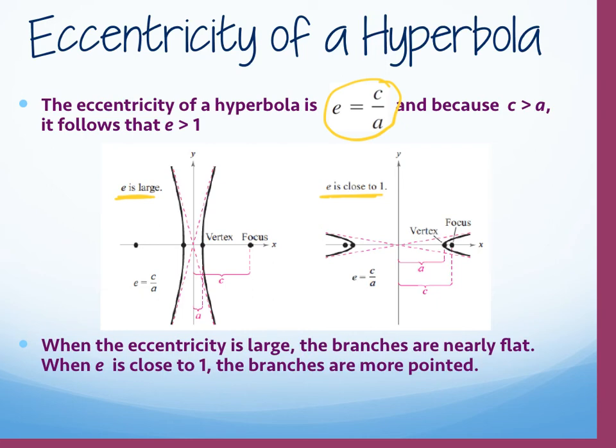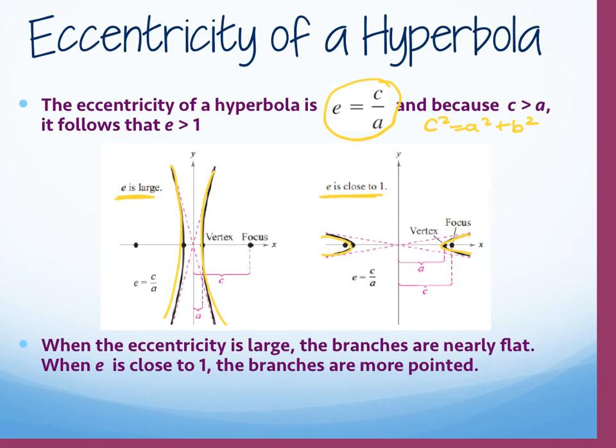So if I have an e that's really large, this time it's not in between 0 and 1, because c can be bigger. Well, c has to be bigger than a, sorry, because c squared equals a squared plus b squared, right? So c is always bigger than a, which means that this is not going to be in between 0 and 1 like the ellipse is. It's going to be greater than 1. And the bigger that number is, the flatter the curve. The smaller that number is, the more narrow that curve is.